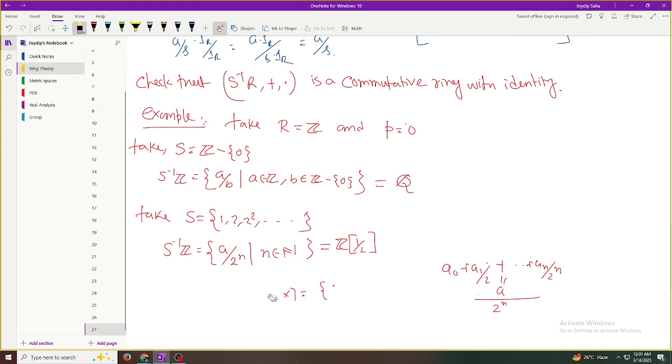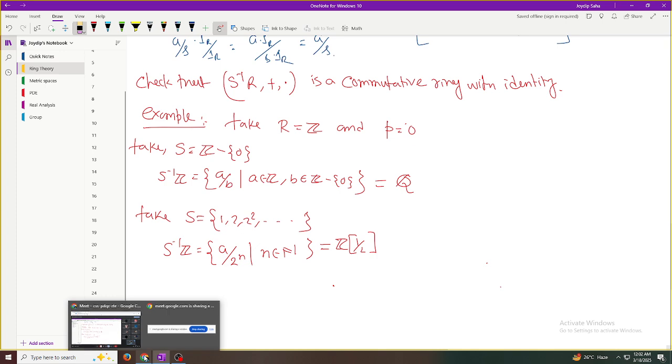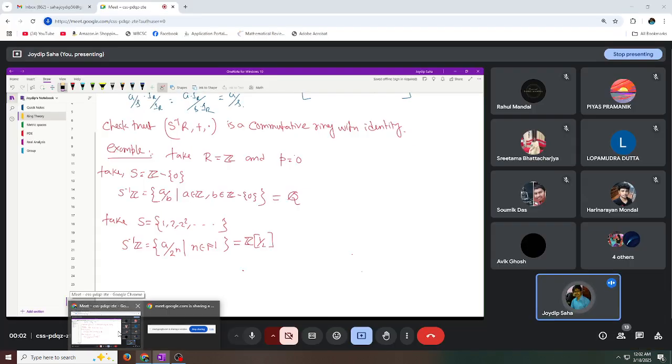Next day, it is a very important concept, localization. Next day I will discuss some problems, and at first I will discuss localizations, the universal property and so on. Then we will go to some problems, and after localization I will go to three very interesting rings: Euclidean domain, PID and UFD. Okay. If you have any question, please ask me. Otherwise, today I will stop here.